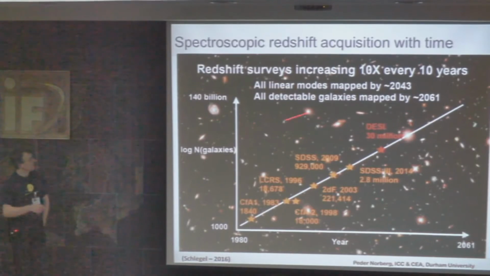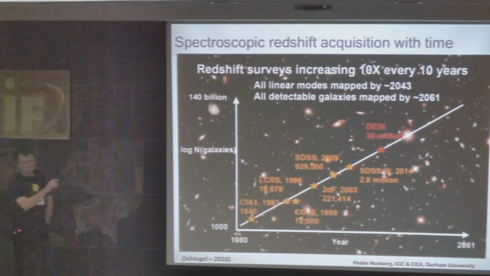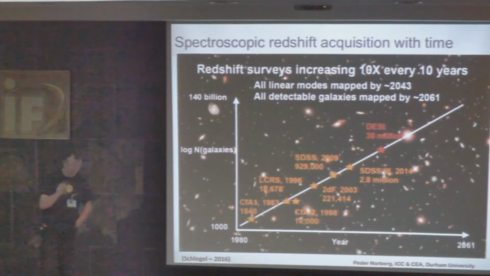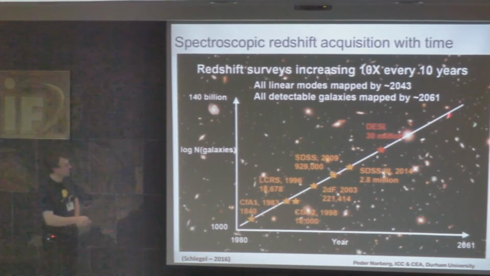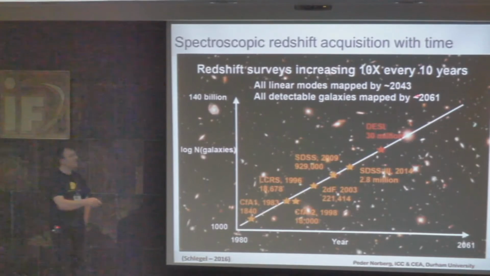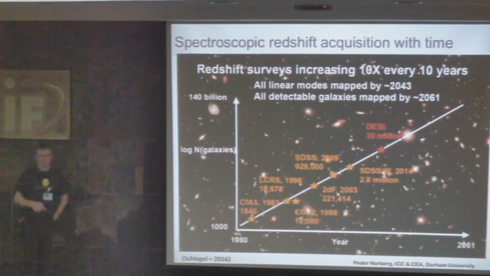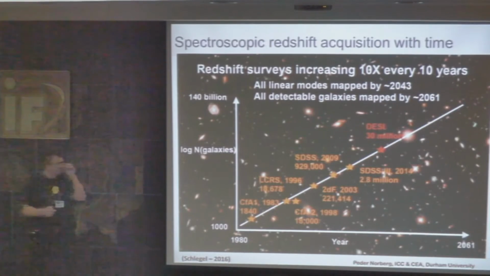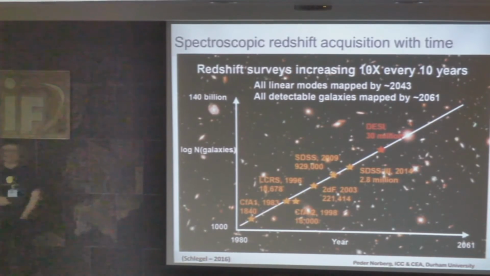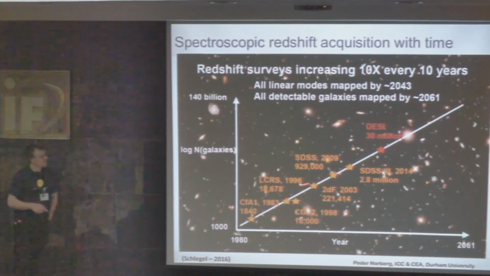If you carry on this graph along this line, all linear modes will be mapped by 2043, if you carry on with the new project out here. And all the typical galaxies mapped by 2061. Good, because I'm retiring just before that, so that's not going to worry me too much. Now, I don't think it's going to be an issue in that sense either. There's much more to come, but it's just the idea of how this has been done. And this is only thanks to instrumentation development.